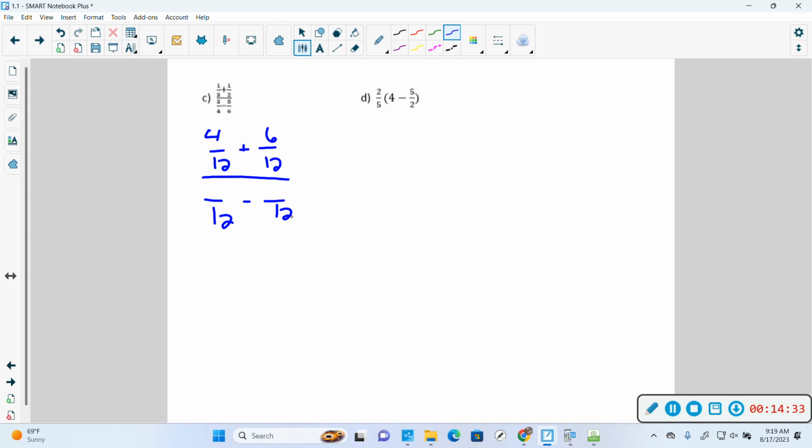So to get 4 into 12, we'd have to times by 3. I'm going to do the numerator by 3. 6 to 12, I times by 2. 5 times 2. So let's do the adding and subtracting.